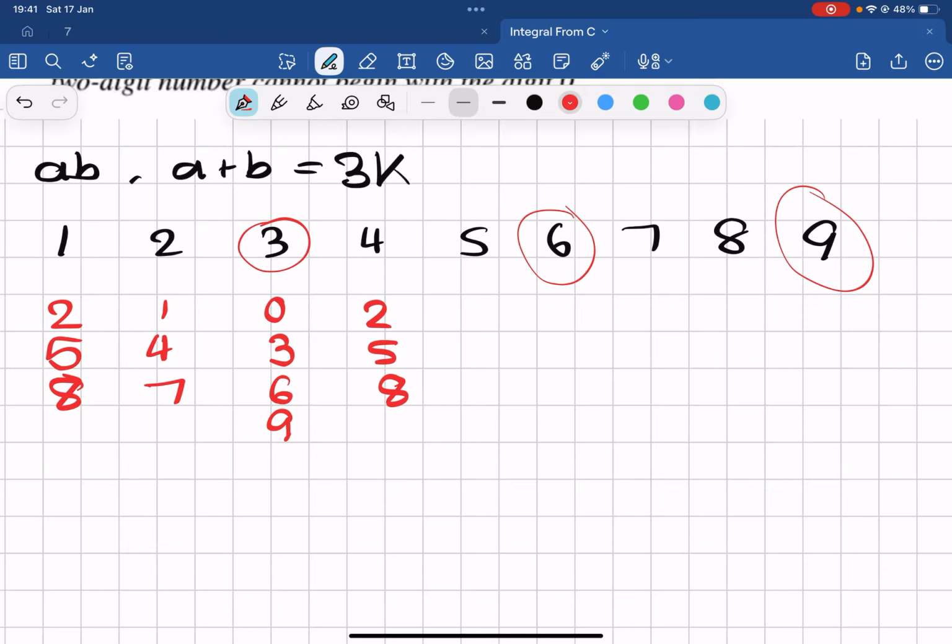So we've got starting with number 5 now. 5 plus 1 equals 6. 5 plus 4 equals 9. Then 5 plus 7 equals 12. Is that the same as what we expected? Yes. So we can confidently say that 6 gives 0, 3, 6, 9.